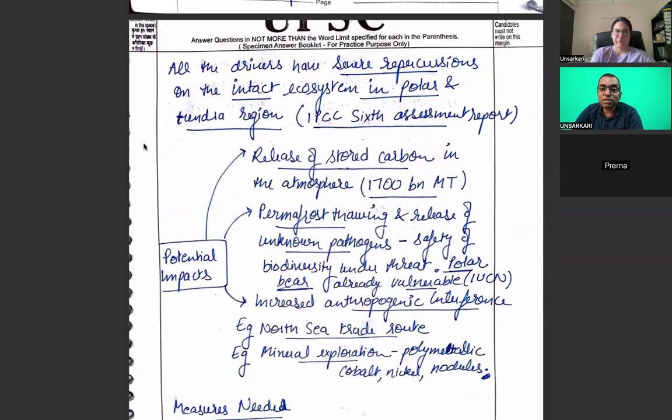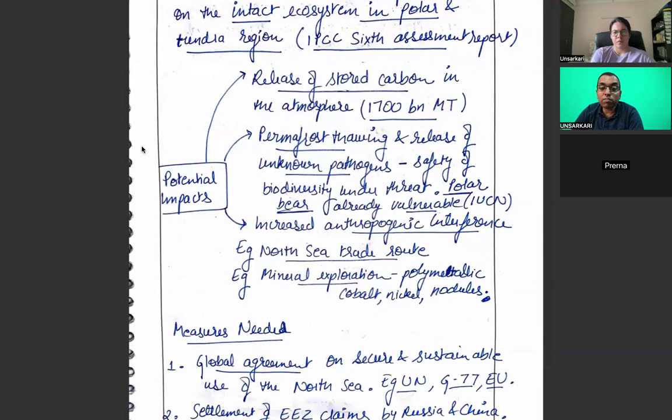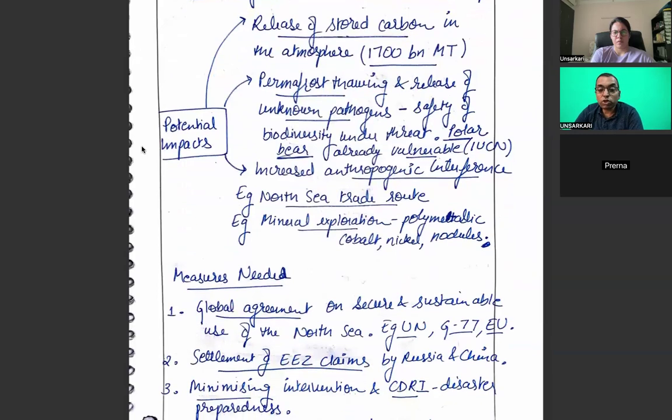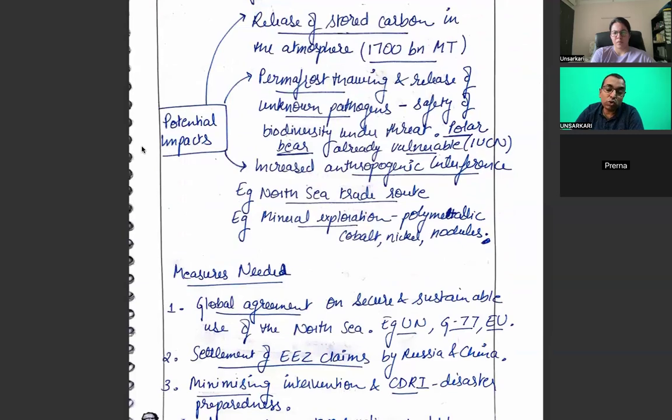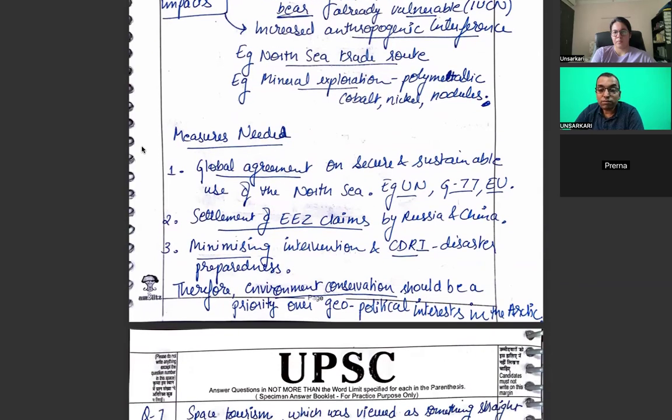All the drivers have severe repercussions on the intact ecosystem in polar and tundra region. That is what IPCC's sixth assessment report states. And the potential impacts are the release of stored carbon into the atmosphere, 1700 billion metric ton, permafrost thawing and release of unknown pathogens, safety of biodiversity under threat, polar bear already vulnerable by IUCN, increased anthropogenic interference, for example, North Sea trade route, mineral exploration. We can talk about far east of Russia also, and at the same time, we must also speak about the long-term changes which are visible, not only over there, but also over the complete northern hemisphere. Global agreement on secure and sustainable use of North Sea, for example, UN and G77.